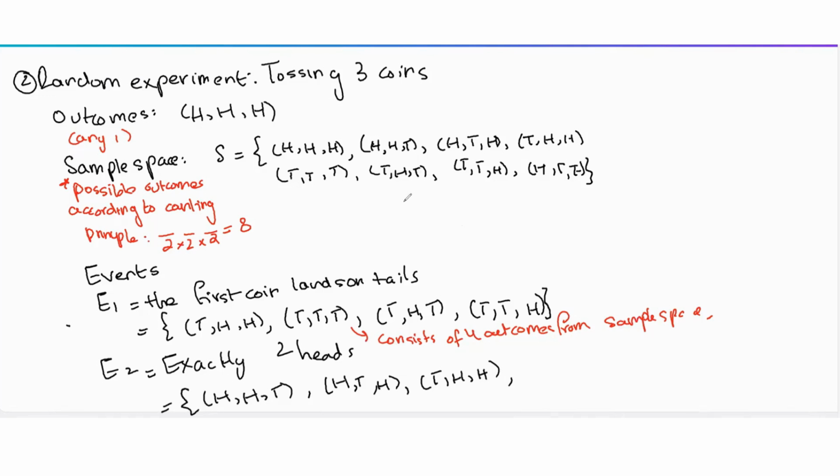And then it doesn't include this. Here you have two tails, one head, right? So this consists of 3 outcomes from the sample space, right? Because remember, events are subsets of the sample space. They're also sets which contain 0 or more outcomes from the sample space. So we can define this event in this case.